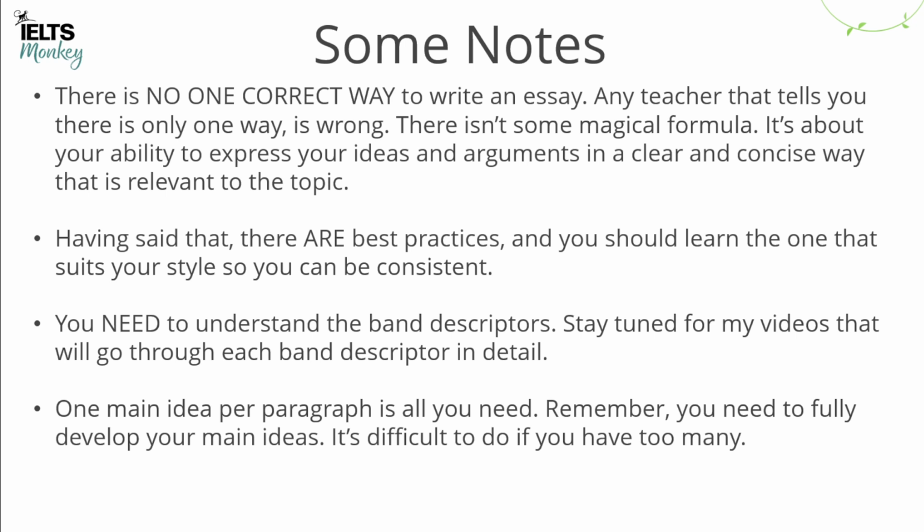One main idea per paragraph is all you need, and in fact, this is recommended by British Council. If you take a look at the British Council website, and when they talk about writing task 2, you'll see that they do recommend one main idea per body paragraph. If you have too many main ideas, you just simply cannot develop them. And development is an important part of task achievement. I know we keep going back to task achievement, but none of the other scores really matter unless you're answering the question appropriately, which is why we're talking about this today.